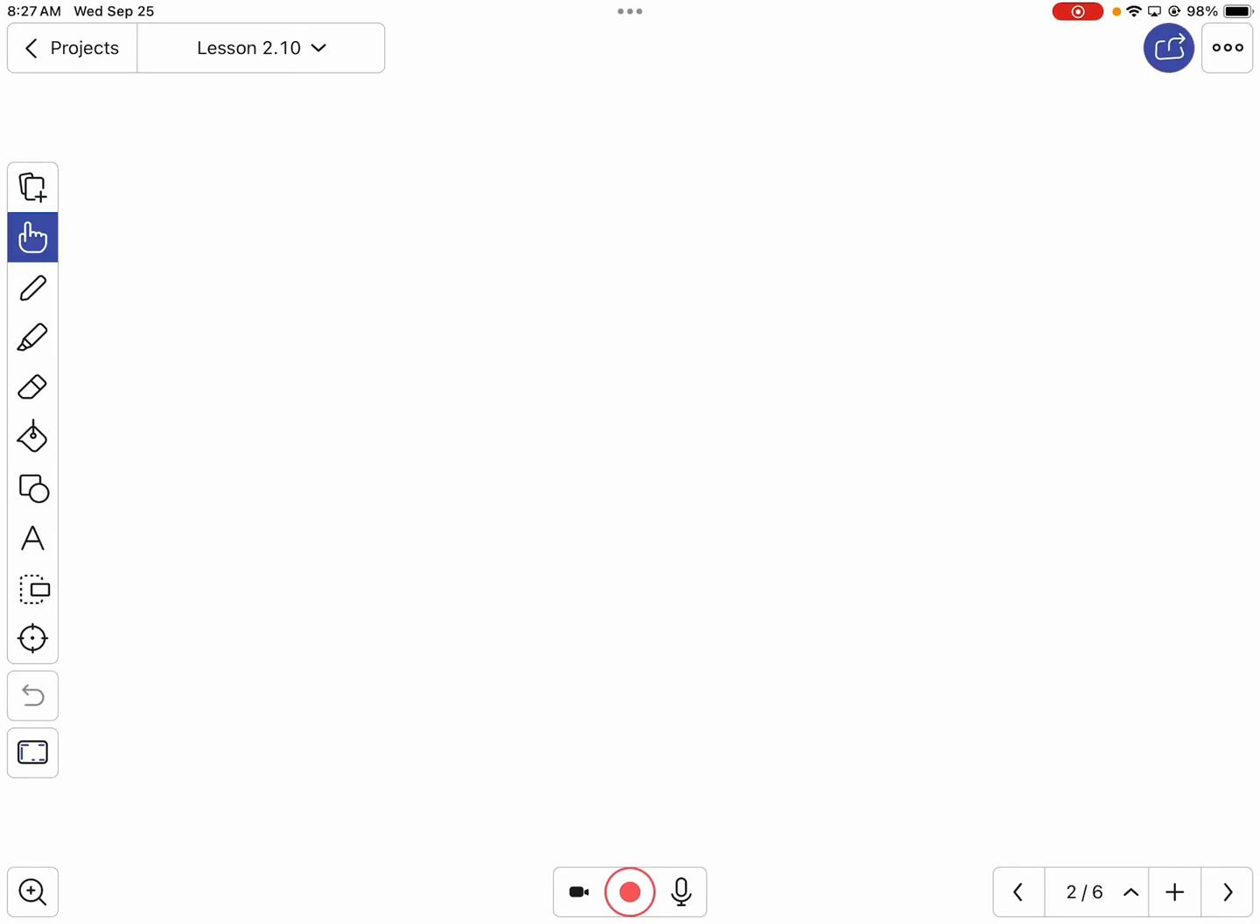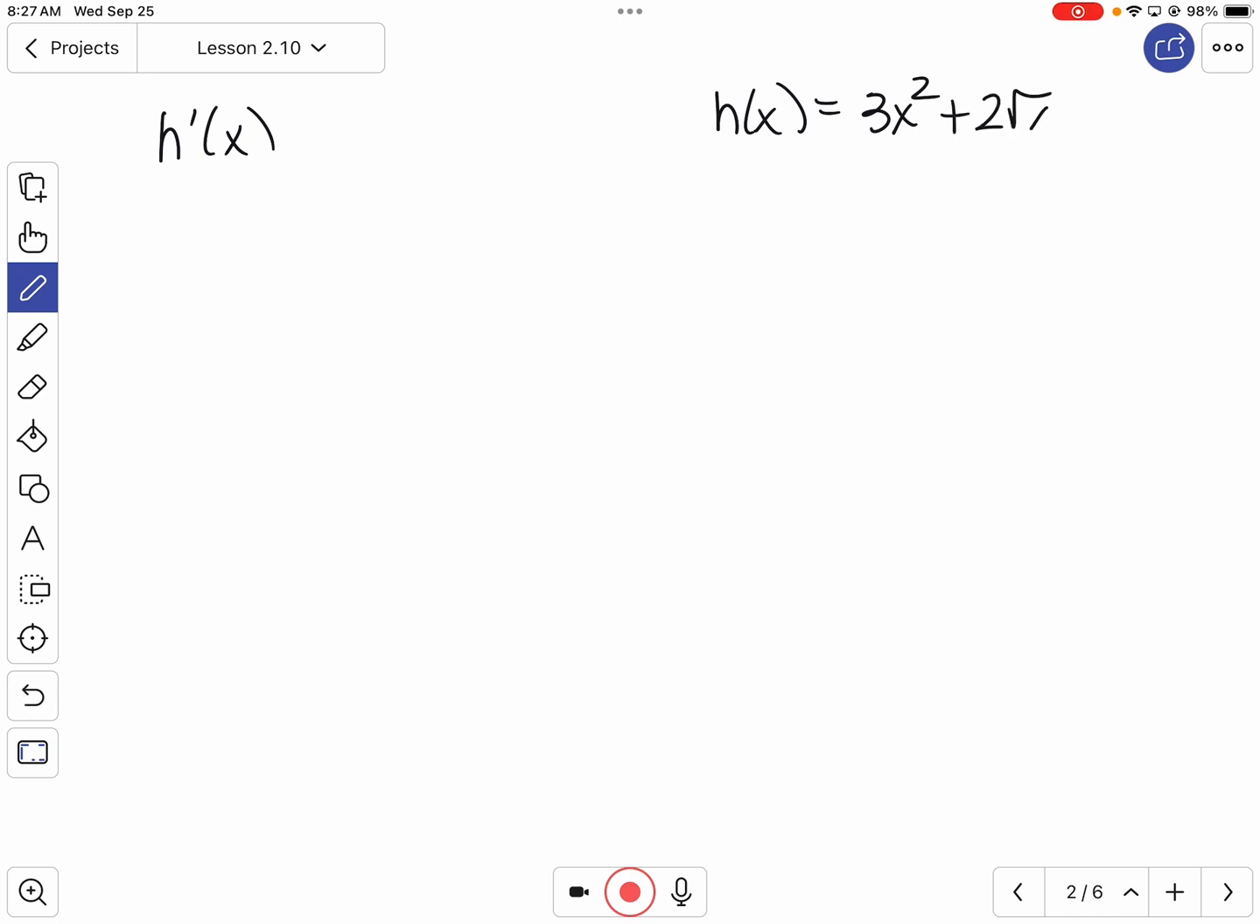All right, Jabak, will you give me that problem so that I write it down correctly? Find h prime of x for h of x equals 3x squared plus 2 radical x, over x. Oh, okay, the entire thing's over x. Okay, all right, so let's take a look at this one.